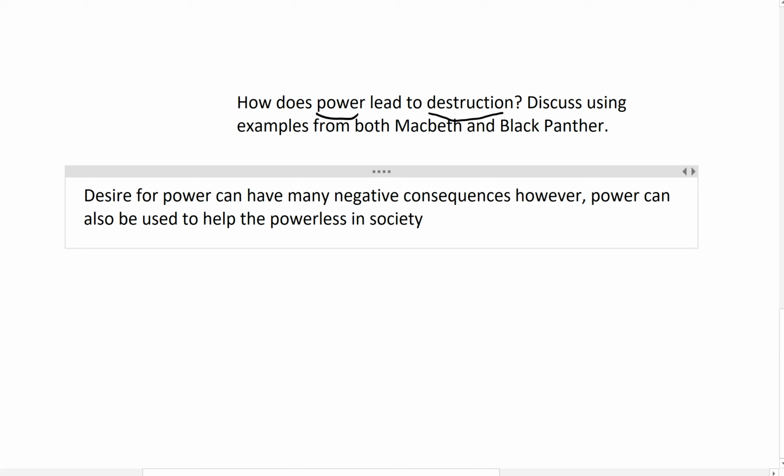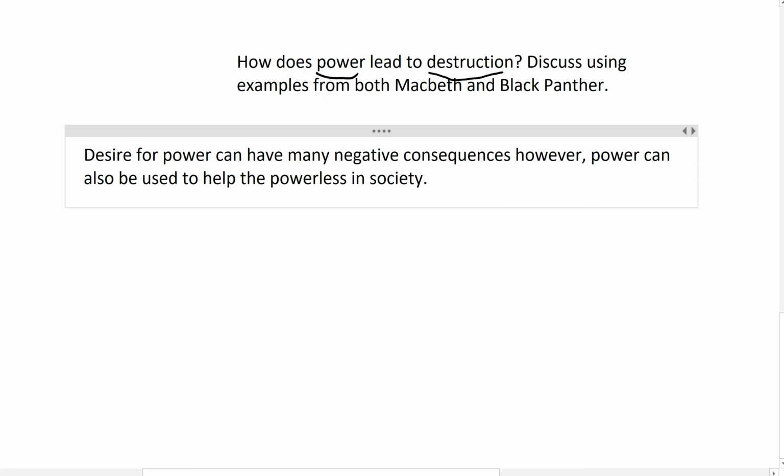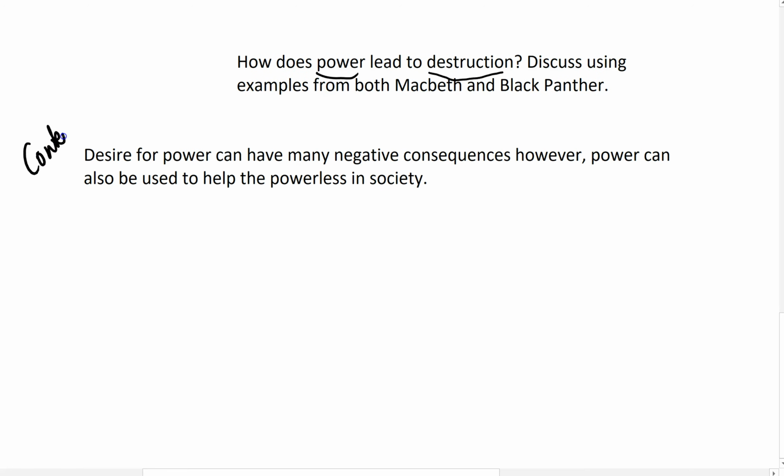So basically I'm going to be saying something along the lines of desire for power can actually have a lot of negative consequences, but power in itself, if it's applied wisely or used wisely, it can also be used for good. It can be used to help people. So that would be my contention statement. So I would agree for the most part, but also challenge part of the question by saying that power can also lead to good things. So that's my contention statement.